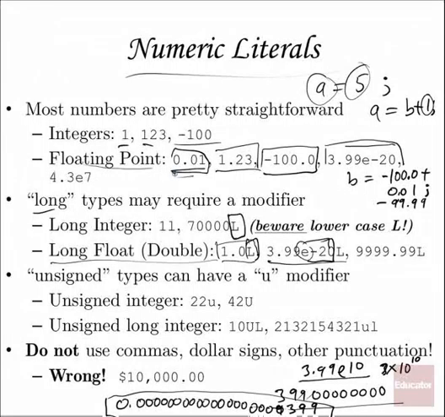Now, one thing to be warned about is do not put commas, dollar signs, or punctuation in your numbers. Here's an example: 10,000 with a comma. That's wrong. Don't do that. You can't even input numbers like that unless you write special code to take the commas out, because the compiler will not handle it.